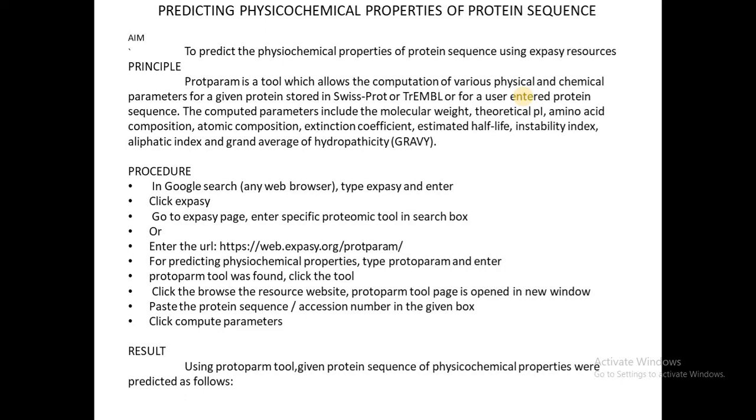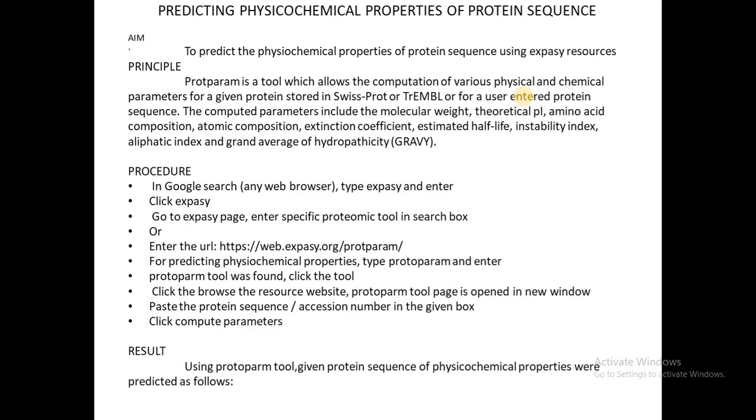The sequence can be retrieved from SwissProt or TrEMBL, or it can be our own synthesized protein sequence. We can also evaluate it by using this ProtParam tool. In ProtParam, we can find the molecular weight, theoretical isoelectric point, amino acid composition, atomic composition, extinction coefficient, estimated half-life, instability index, aliphatic index, and grand average of hydropathicity. All this can be studied and analyzed in the ProtParam tool.